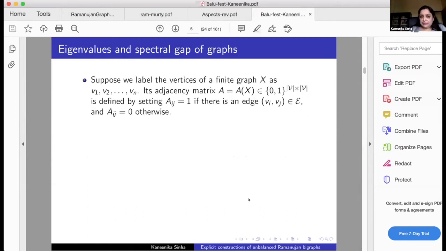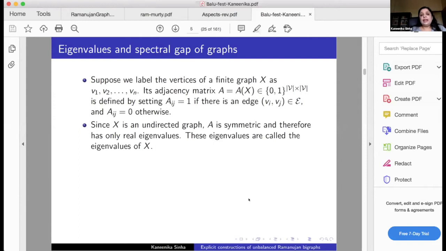So suppose we label the vertices of a finite graph as v1, v2, up till v_n. We can define what is called its adjacency matrix as an n by n matrix in which the ij-th entry is 1 if (vi, vj) lies in the edge set of the graph and it is 0 otherwise. Since X is an undirected graph, we immediately see that the adjacency matrix is symmetric and therefore it only has real eigenvalues. These eigenvalues are called the eigenvalues of the graph.